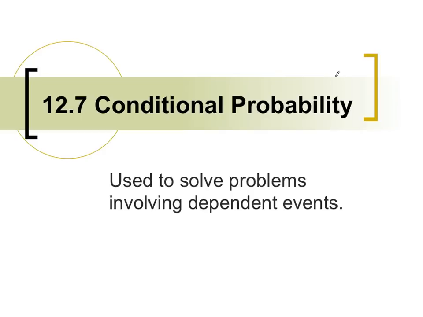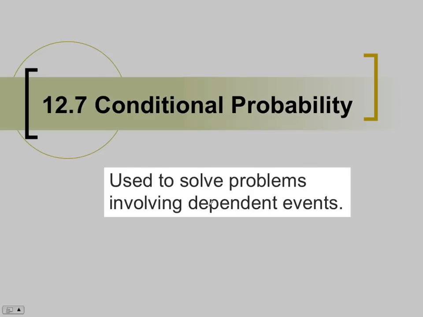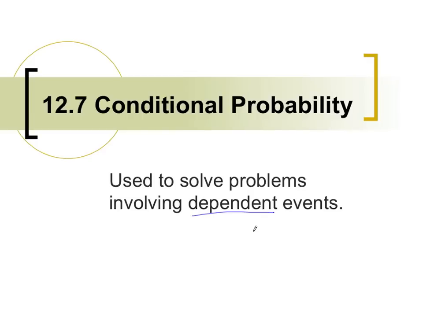Hello everyone and welcome to our lesson on 12.7 conditional probability. Conditional probability is used to solve problems involving dependent events. Now here's just a little video introducing what we mean by conditional probability with a couple real-life examples for you.